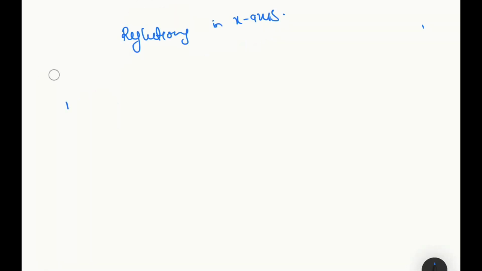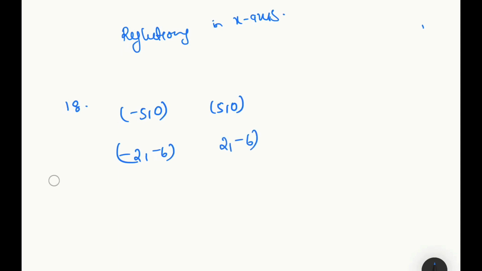Let me come to question number 18 now. The point minus 5, 0 on reflection in a line is mapped as 5, 0, and the point minus 2, minus 6 on reflection in the same line is mapped at 2, minus 6. Name the reflection. So what is the reflection that happened here? In both cases the x-coordinate is changed. 0, there is no change. So the reflection has happened in the y-axis. That is the first sub question.